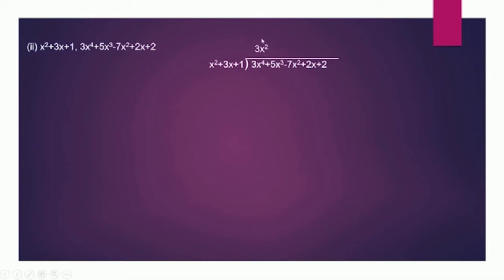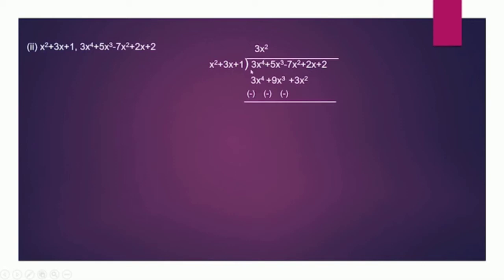In the next step we need to multiply this 3x square with x square plus 3x plus 1. Now when we multiply 3x square into x square, we will get 3x to the power 4, and 3x square into 3x, we will get 9x cube, and 3x square into 1, we will get 3x square itself. Now when we subtract this, at present it is plus, this will become minus, and here also this will become minus, same here also this will become minus.